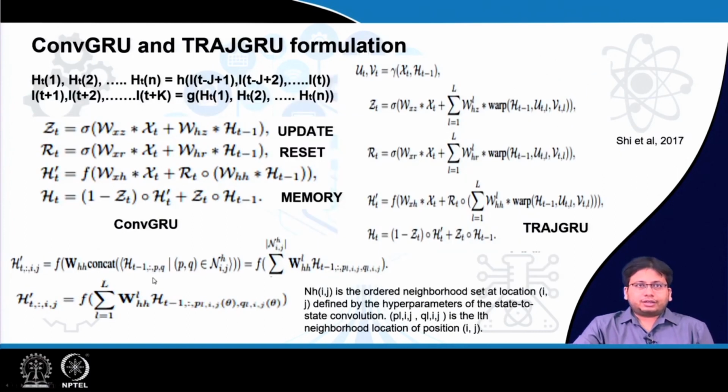Based on that, they have proposed two variations: the conv GRU and the traj GRU. The conv GRU is just like the usual GRU, where these stars are all the operations. In a normal GRU, these operations are the usual matrix multiplications, where these W's, X, Z, etc. are full weight matrices indicating fully connected neural network layers.